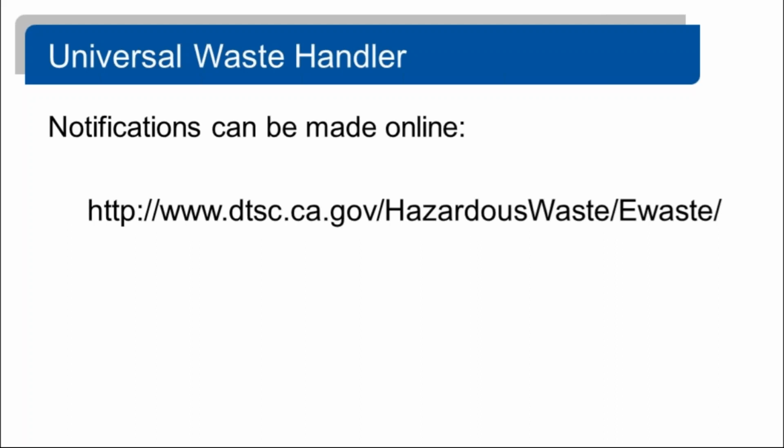Notifications can be made online for the CRT. The reporting is done at dtsc.ca.gov, hazardous waste /e-waste, and they have the instructions there. It's pretty straightforward. It's a summary of the amount of waste, the types of waste, and some additional information for you receiving the universal waste at your facility.